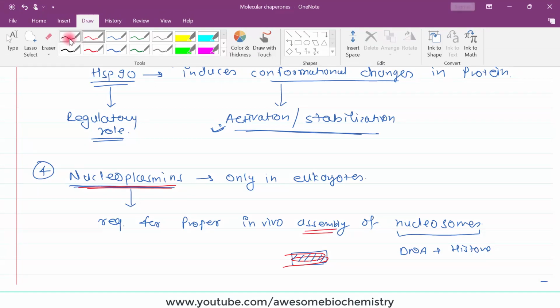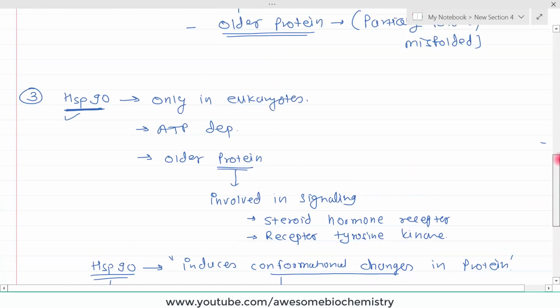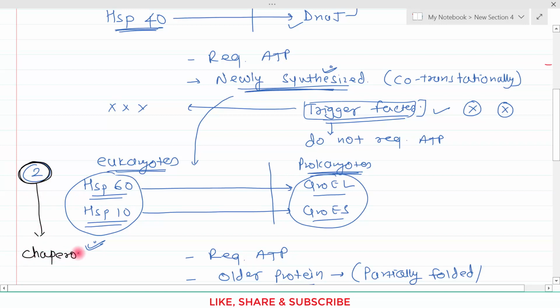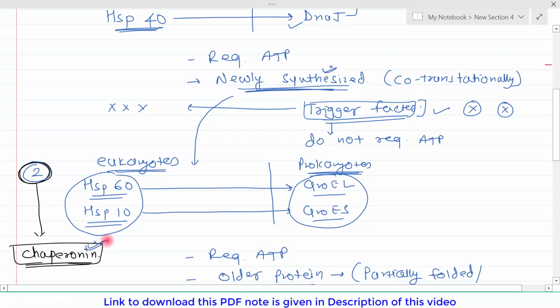Now see, we have discussed all these four systems, right? All these four systems are part of molecular chaperones, but the second system is also known as chaperonin. Chaperonin is a subpart of the chaperones, right? So all chaperonins are always chaperones, but all chaperones are not chaperonins. So this was all about molecular chaperones. If you have any query or confusion, please write it down in the comment section below. Thank you.